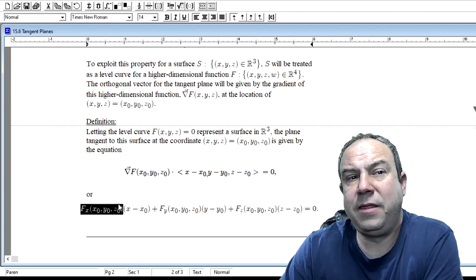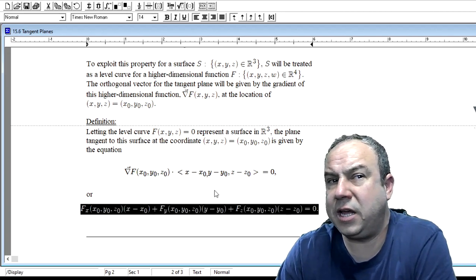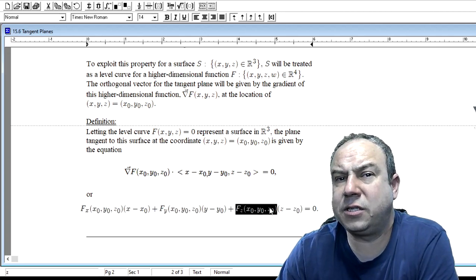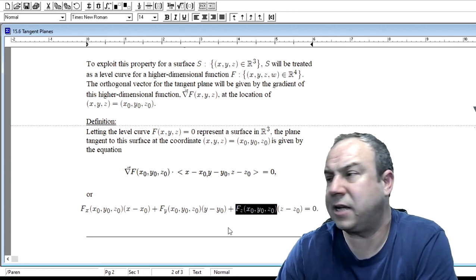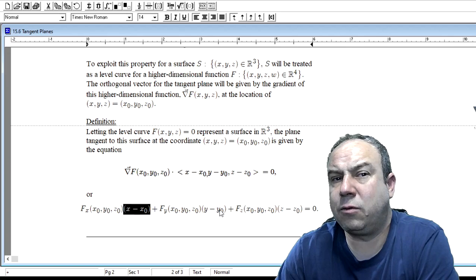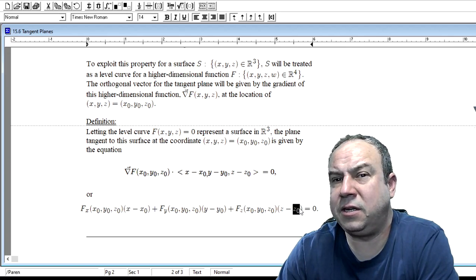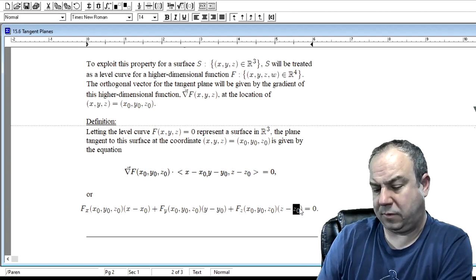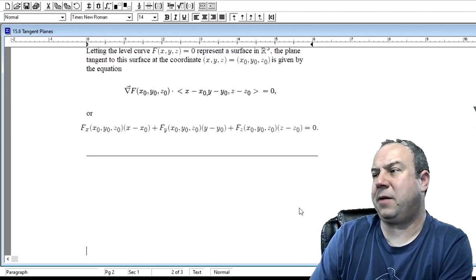This will produce that equation of the tangent plane: orthogonal direction described by these three partials at x null, y null, z null, and passing through the coordinate x null, y null, z null on the surface. All right. Let's look at an example.